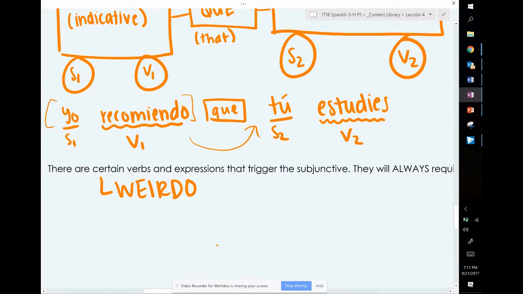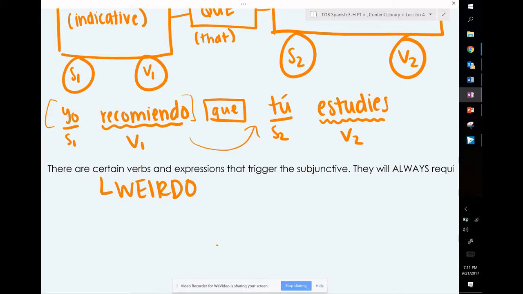Okay. In your OneNote, underneath your 3.3 present subjunctive notes, you have a page called Weirdo, and it has a list of all of those verbs and expressions. You are responsible for knowing all of those verbs and expressions. Next week, we will do a lot more practice with them. You'll get much more familiar with them. But for your homework, you're going to want to consult that list because you are responsible for knowing that those verbs require the use of the subjunctive. And if you don't know what those verbs mean, you also are responsible for determining what they mean.